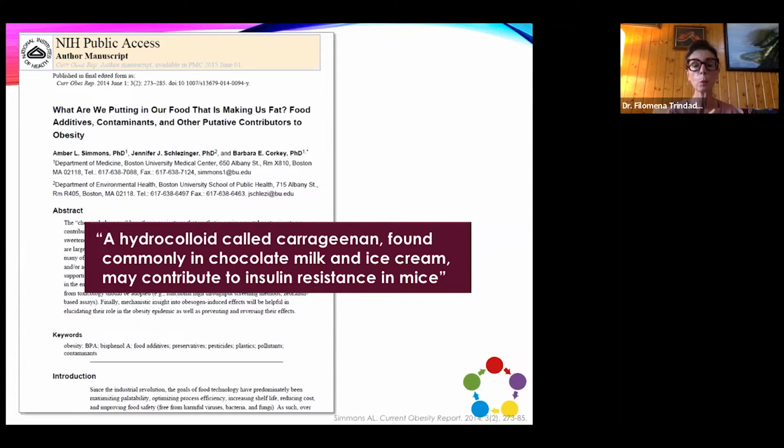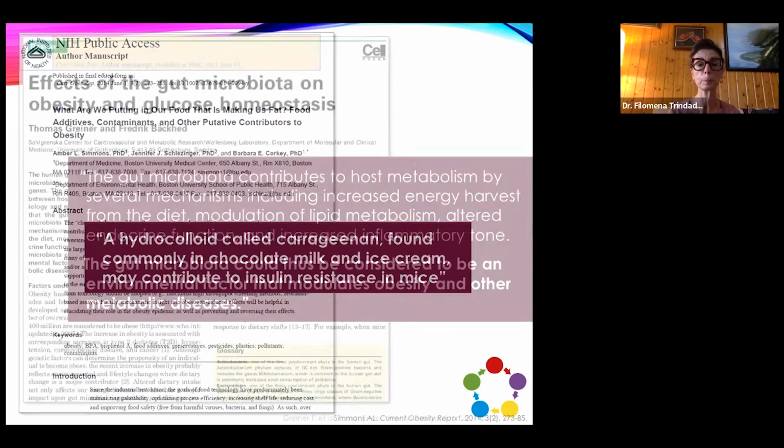In addition, I wanted you to also have a look at this article in particular. This is an article by Dr. Barbara Corkey and her group, and it was published in 2014. It's titled, "What Are We Putting into Our Food That Is Making Us Fat?" From food additives, the contaminants, and other contributors to obesity and insulin resistance. In particular, she goes through a list of food additives, things that are actually considered food or food products that can cause damage to the pancreatic beta cell directly or indirectly by affecting changes in the gut microbiota or changing the permeability, or increasing gut permeability.